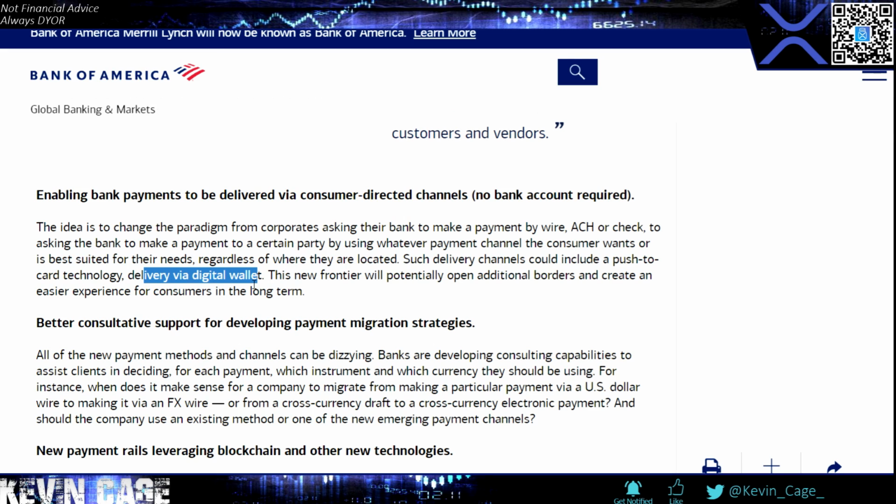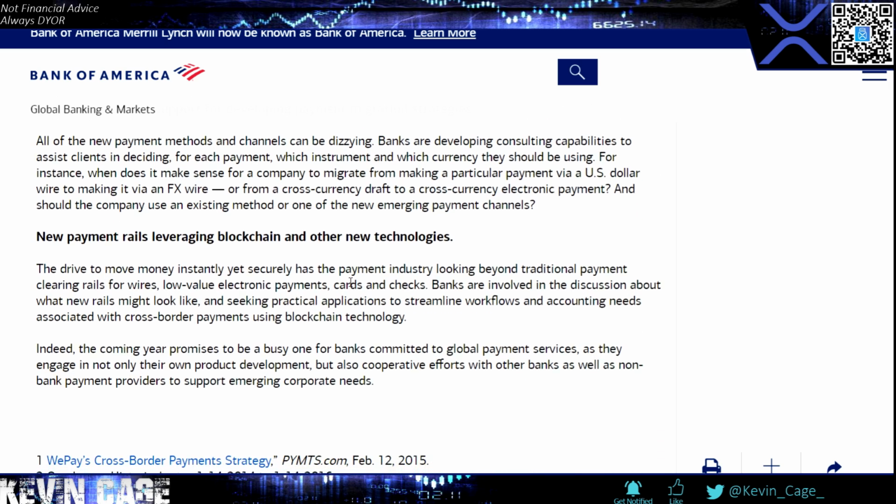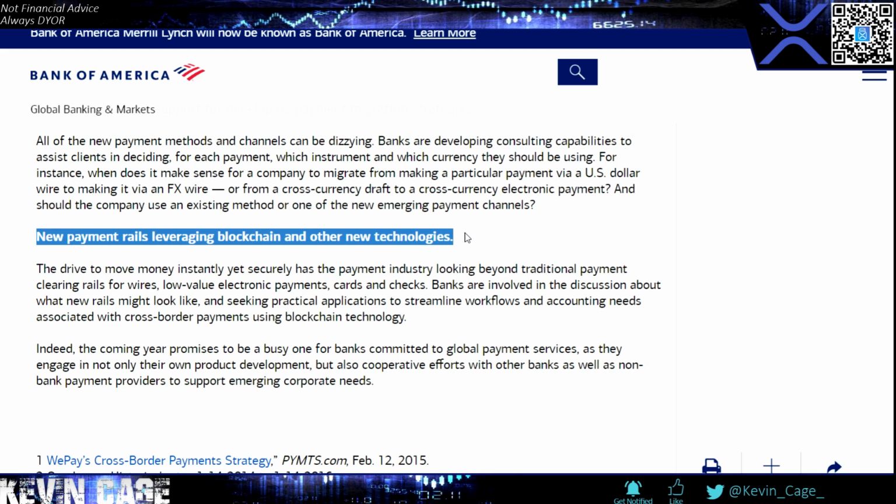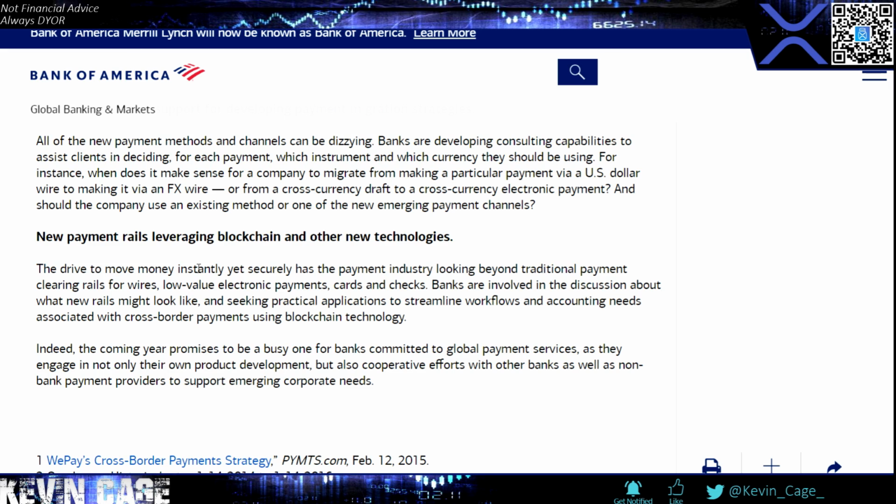Listen, guys, digital wallets, digital IDs, whether it's a phone number, social security number, some type of identification for a single wallet for your personal value, it's on the way. That's just my belief. We might be far away from that, but I think we're a lot closer to seeing our cryptocurrency investments appreciate as well. Now, this is basically what's most important, the new payment rails leveraging blockchain and other new technologies to drive money more instantly, yet securely. The payment industry is looking beyond traditional payment clearing rails for wires.